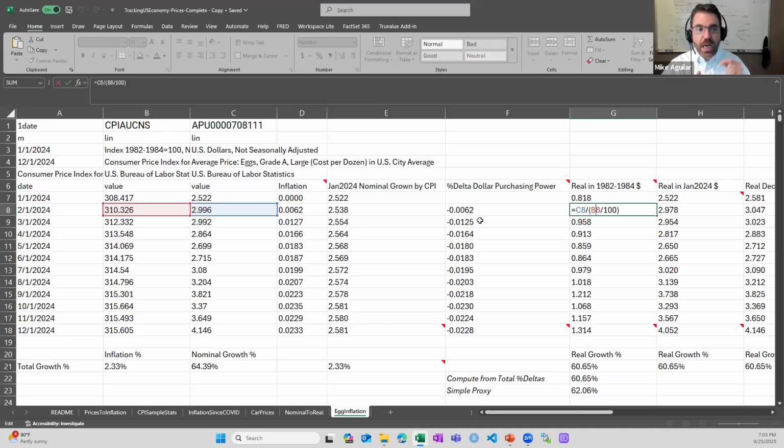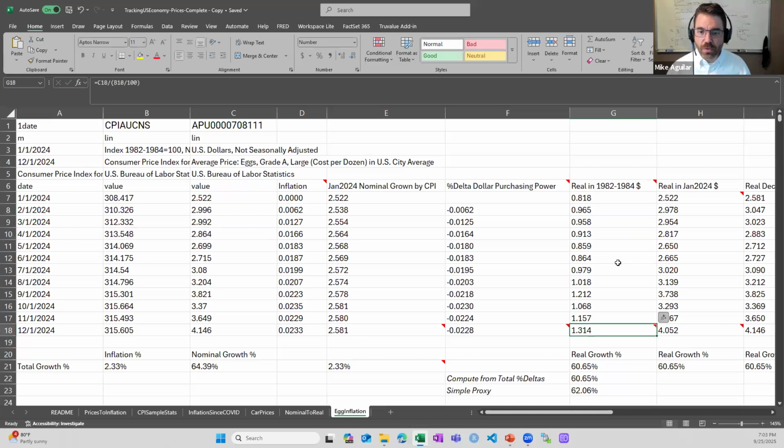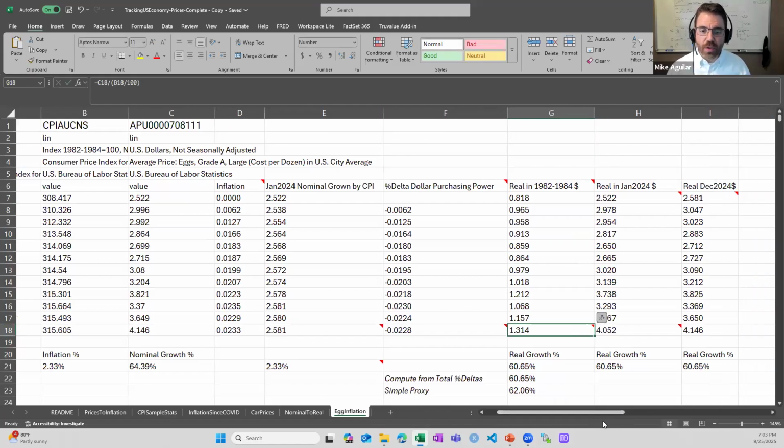Nominal divided by CPI-T, 310.326 divided by CPI in the base year is 100. That's the 1982-84 equals 100. So you do that for all of the periods. So what is 1.314 saying?